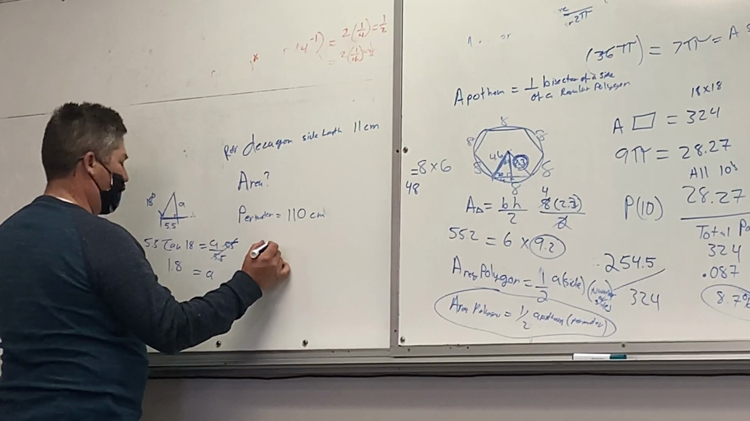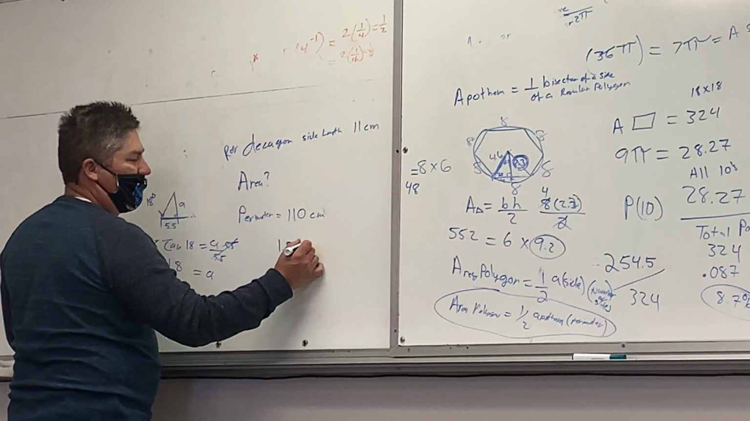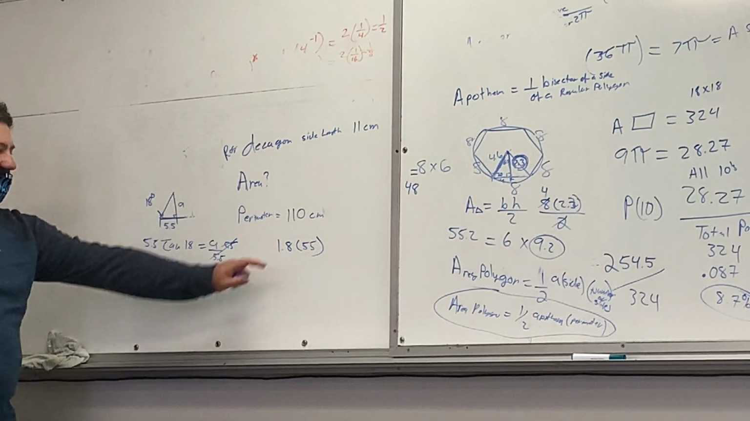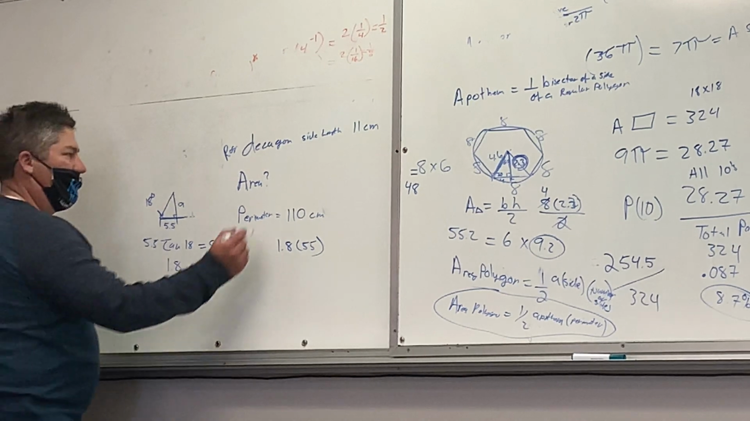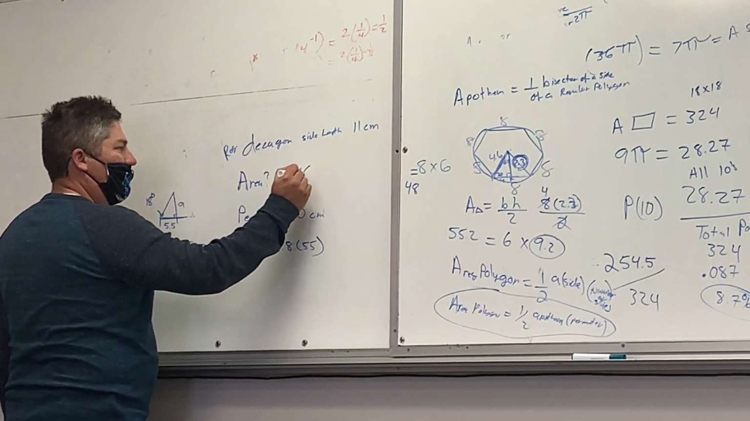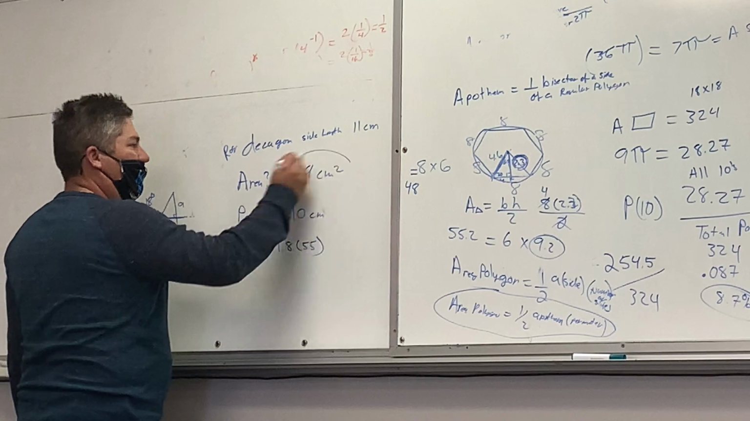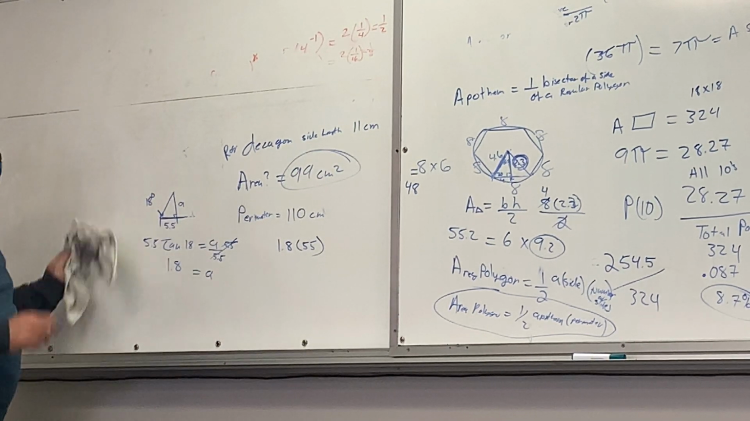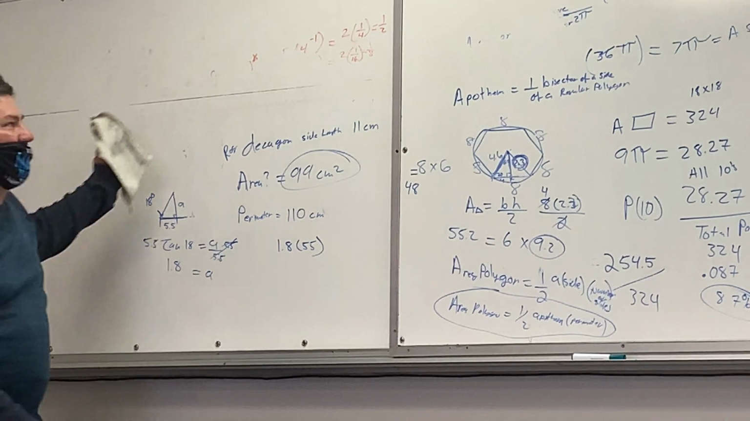Now can I do it? Yes. 1.8 times 55. Where did I get 55? Half the perimeter. That's your answer. 99. The area is 99 centimeters squared. Pretty cool, huh?